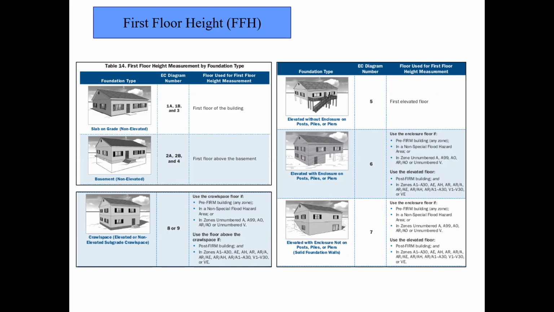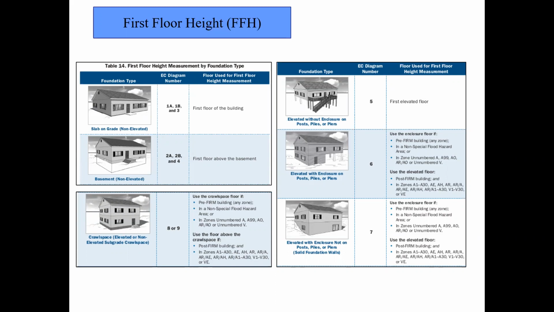Some of you saw this yesterday, but I will go ahead and reiterate it. For a slab on grade, so that's your diagrams 1A, 1B, and 3, it's going to be the first floor of the building. If you have a basement, a 2A, a 2B, or a 4, it's the first floor that's above the basement. If you have a 5, which is elevated without an enclosure, it's just your first elevated floor. And if you have a 6, 7, 8, or 9, the same rules apply to all four diagrams.